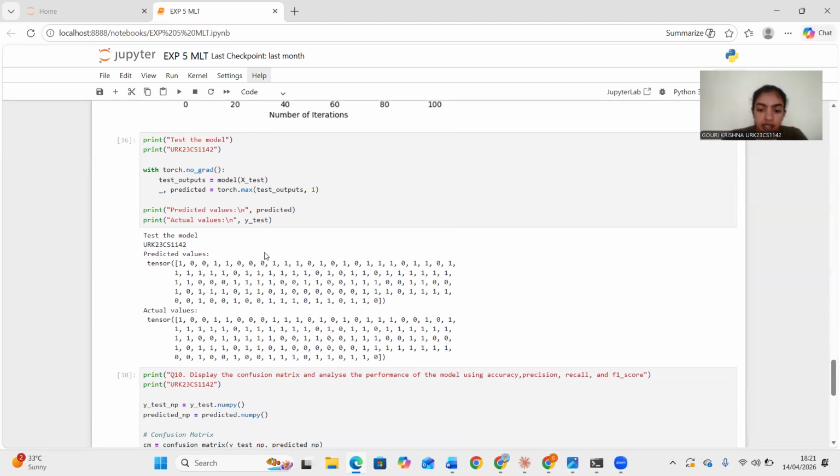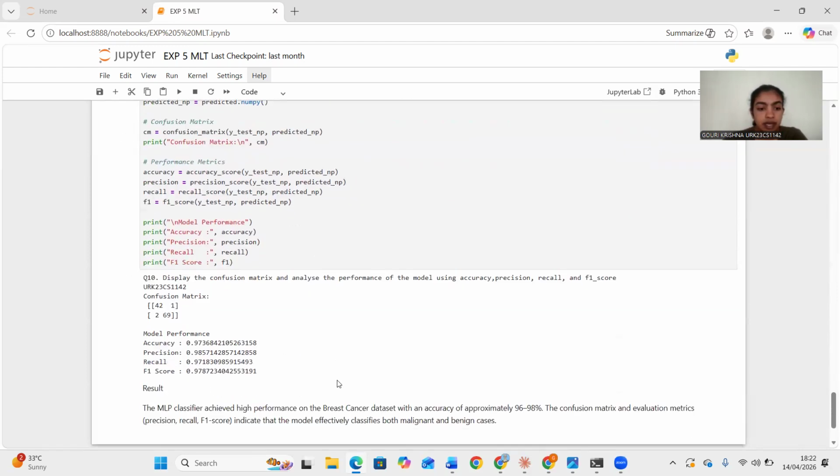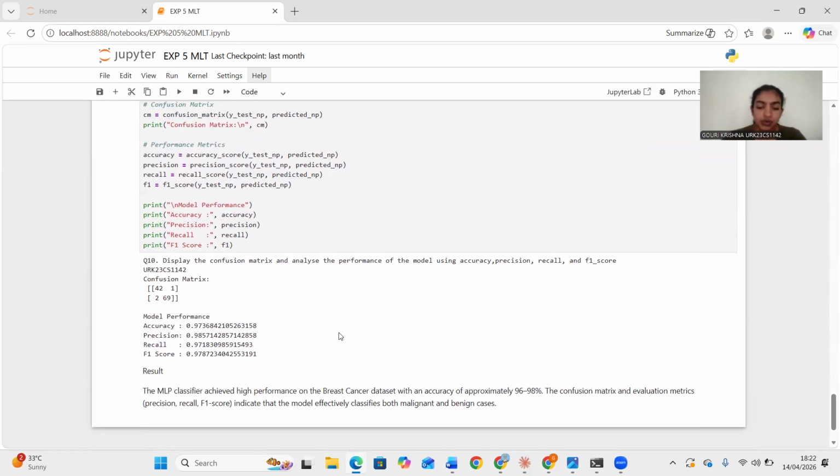And in question 9, it's basically testing the model. In this step, I tested the trained model on test data. The model predicts the class labels for the test inputs, which are then compared with actual values. And then question 10 is the performance evaluation, where I evaluated the model using a confusion matrix and performance metrics.